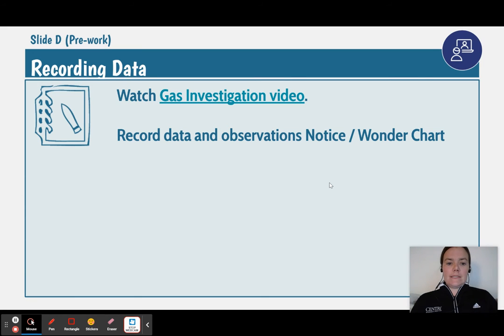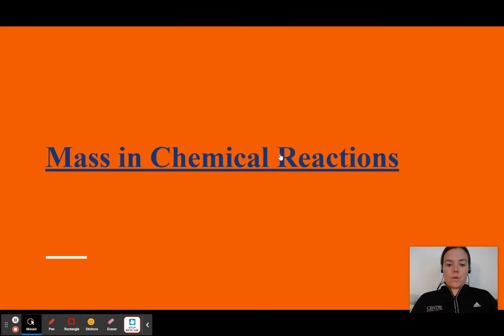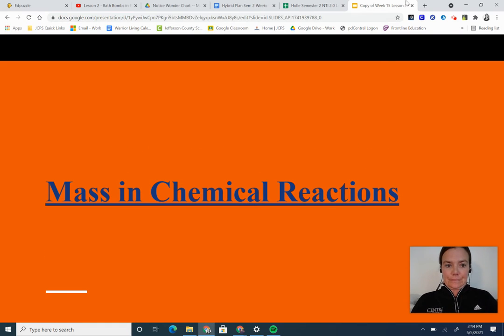So what we're going to do is view just one experiment. You're going to watch this video that I'm going to post here in a second, and you're going to record data and observations in a notice and wonder chart about what happens. The notice and wonder chart has a closed and an open. The closed and open starting mass will be the exact same thing. In the video, it will first tell you the ending mass of the closed one, and then they'll open it up and give you the ending mass of the open one, okay? You're going to record that in this link here in a notice and wonder chart.